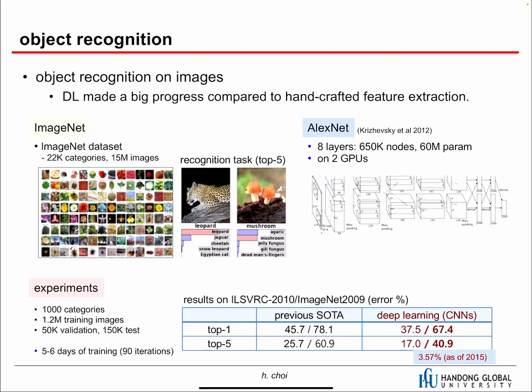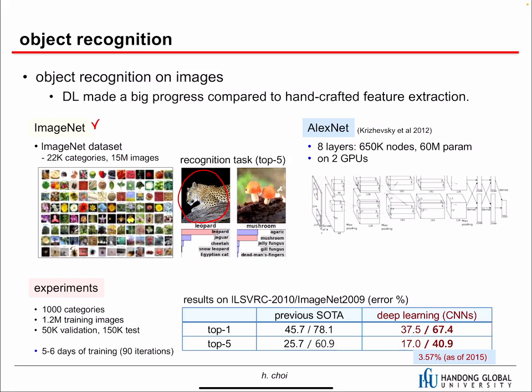Object recognition is one of the most popular successful stories of deep learning. There is a famous image data set, which is ImageNet. This is not a neural network. It is just a data set with lots of classes, lots of training samples and test samples. The task is simple: given an image, we have to recognize what it is.